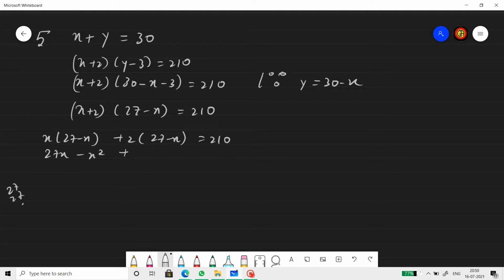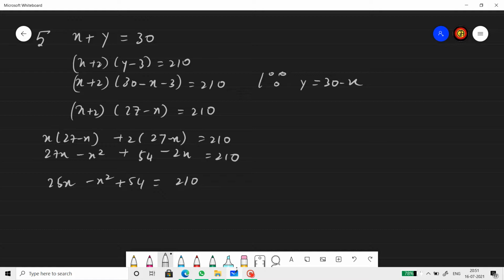What is 27 into 2? 54. Sorry, 54, minus 2x equals 210. So 27x minus x square plus 54 minus 2x equals 210. So 27x minus 2x will give us 25x minus x square plus 54 equals 210.